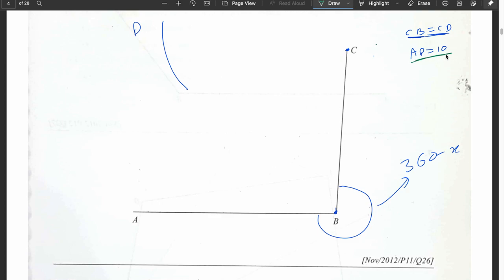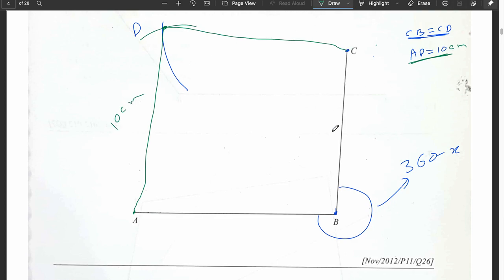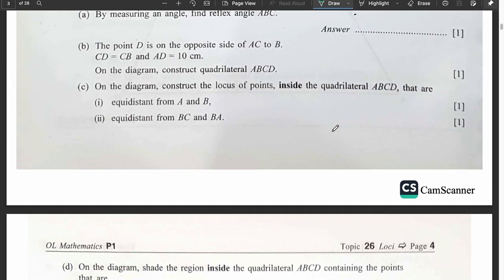Second thing is AD is 10 centimeters. So now place your needle at A, open the compass for 10 centimeters and draw the arc. So this is the point. CD is equal to CB and AD is 10 centimeters. So we've located D.